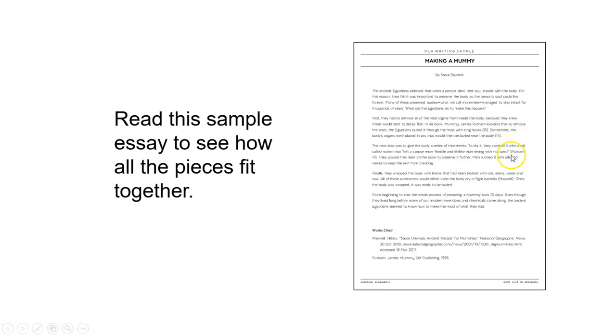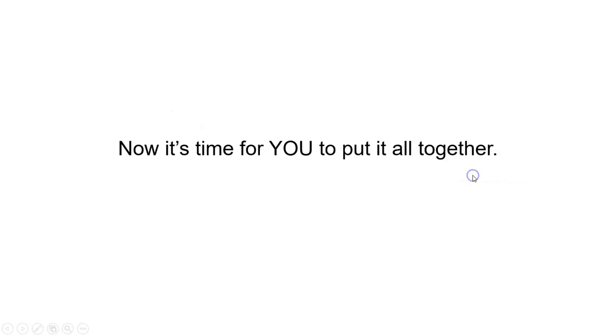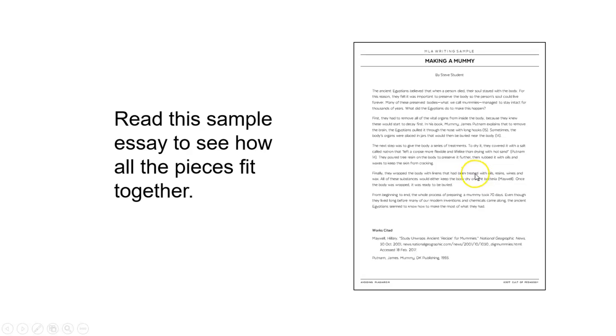Now, I didn't use the author's last name here, so I have to put it in parentheses with the page number at the end. They poured tree resin on the body to preserve it further, then rubbed it with oils and waxes to keep the skin from cracking. Finally, they wrapped the body with linens that had been treated with oils, resins, wines, and wax. All of these substances would either keep the body dry or fight bacteria.